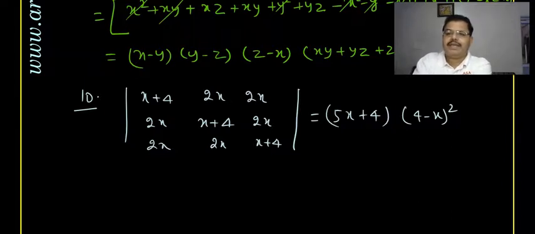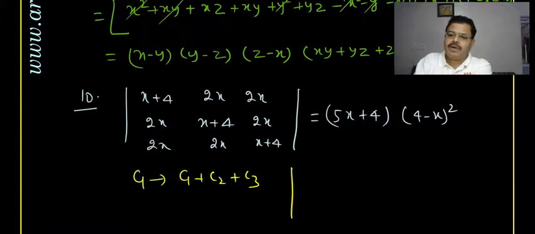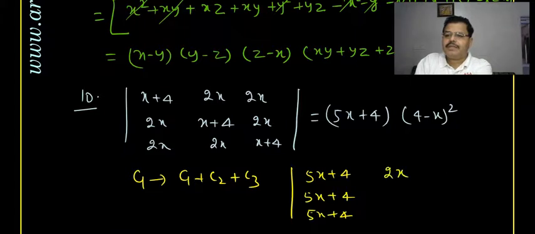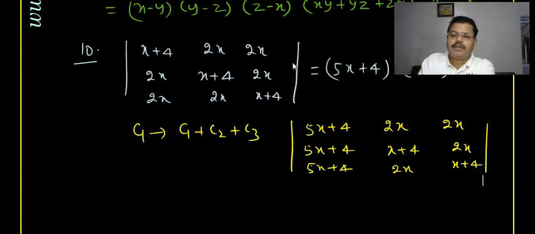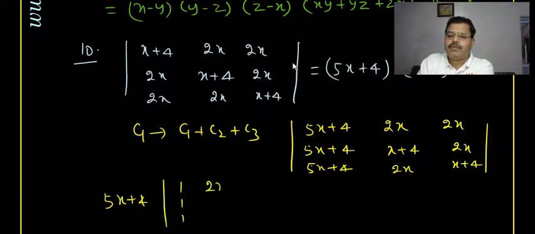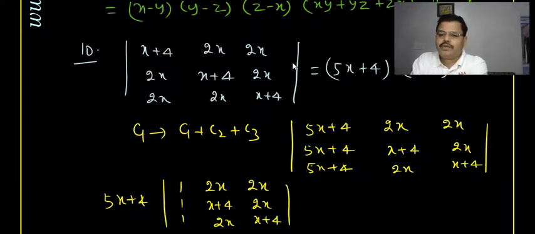First, we can write C1 goes to C1 plus C2 plus C3. Then it will be 5x plus 4, 5x plus 4 and 5x plus 4. The second and third columns remain unchanged, that is x plus 4, 2x, 2x, x plus 4. We can take 5x plus 4 common. So taking 5x plus 4 common, what is left is 1, 1, 1, 2x, x plus 4, 2x and 2x, 2x, x plus 4.